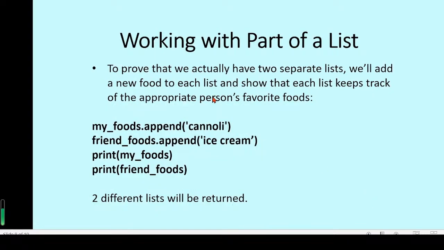To prove that we actually have two separate lists, we will add a new food to each list and show that each list keeps track of the appropriate person's favorite foods. So in the My Foods list, we append cannoli, and in the My Friends Foods list, we append ice cream. Then we print out to see.